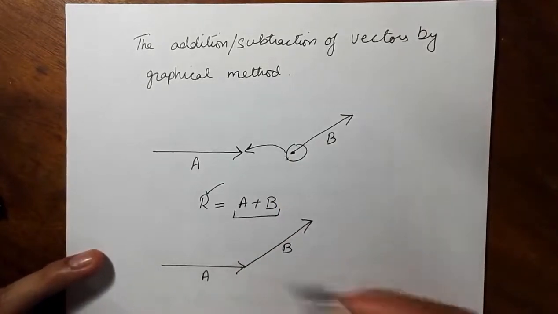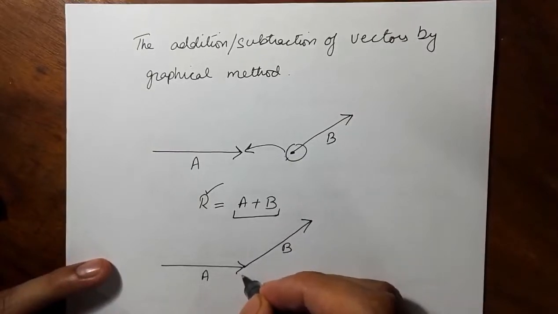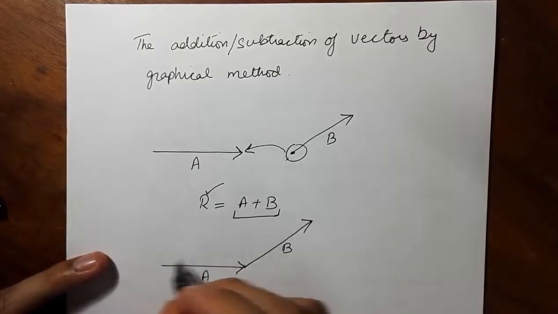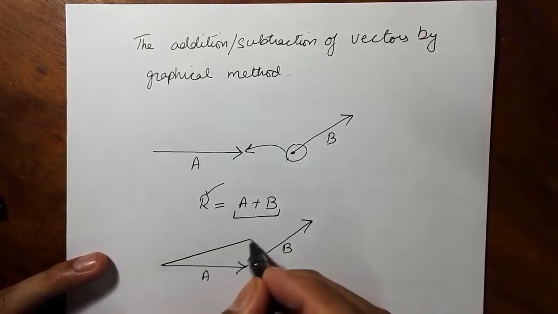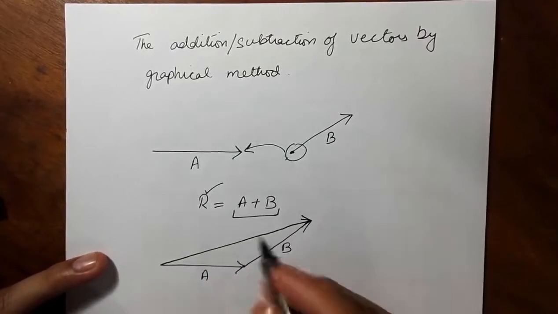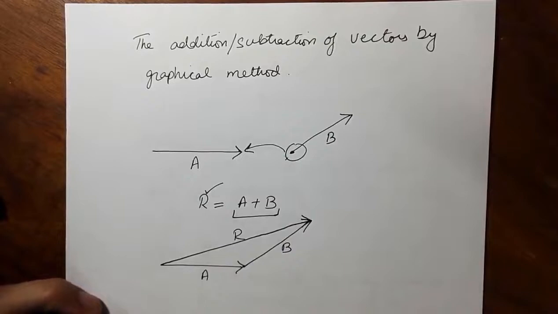So the head of the first vector is connected with the tail of the second vector. So the resultant will be, the tail of the resultant vector will be joined with the tail of the first vector, and the head of the resultant vector will be joined with the head of the second vector. So this will be the vector R. In this way we can add two vectors graphically.